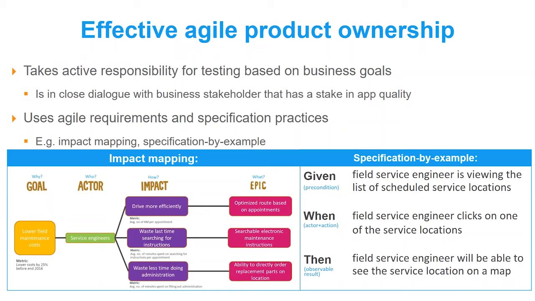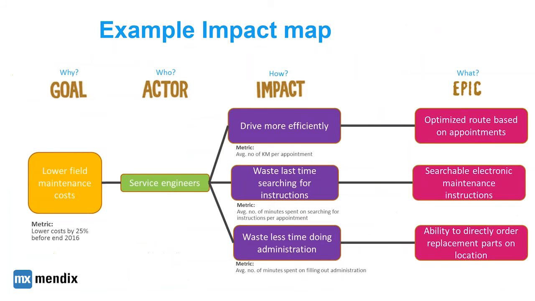So in this case, we want the actor service engineers to drive more efficiently as a way to achieve lower field maintenance costs. So by doing this together with the business, you make sure that everybody is aligned on what the target is, what the goal is we all want to achieve. And then you start to look at your epic. So this is the software deliverable, the thing that you want to build in your project to support the behavioral change that you seek. So in this example, we want to have optimized routes based on appointments so that our service engineers can drive more efficiently, and that will lead to lower field maintenance costs.